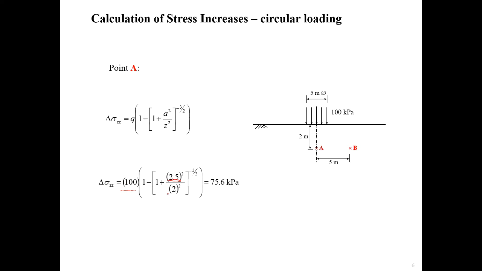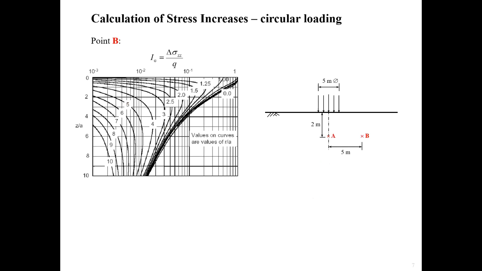If we plug in all 3 values into this formula, we are able to easily work out the stress increase at point A, which is 75.6 kPa. If we follow the same way, if you are required to calculate any other point below the center, once you find A and J, and also Q, then you are able to calculate the sigma JJ directly.